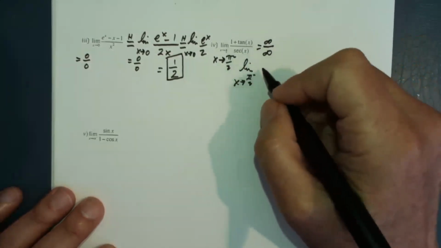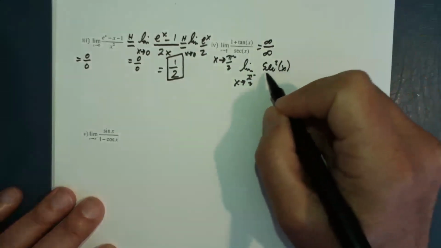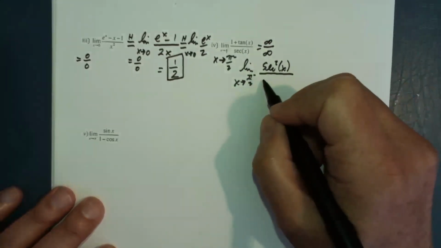And I'm going to apply L'Hopital's. I'm going to take the derivative. So that's going to be secant squared x over, if you remember, the derivative of secant is secant tangent.